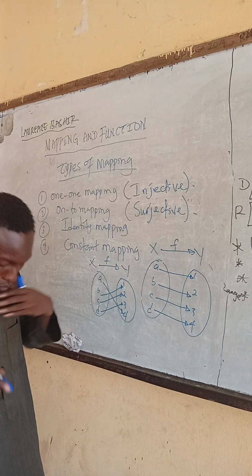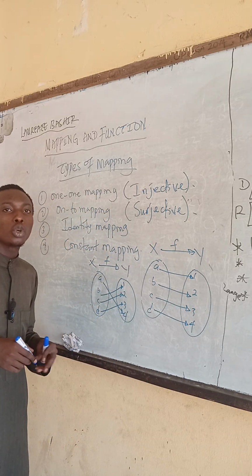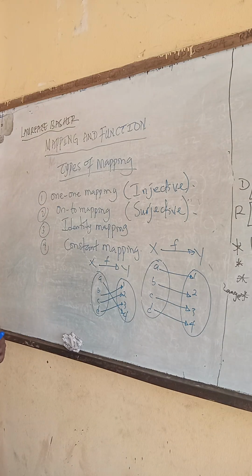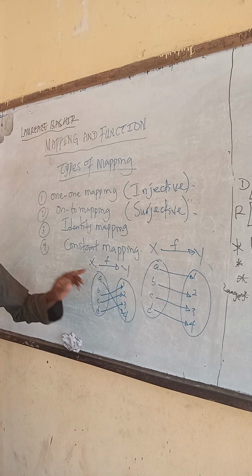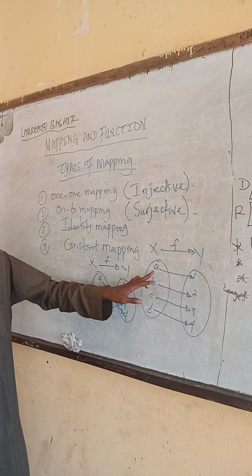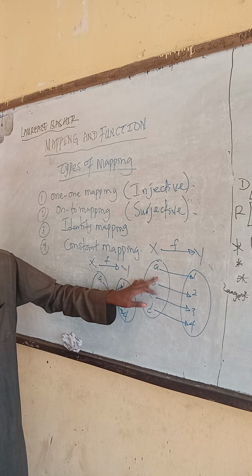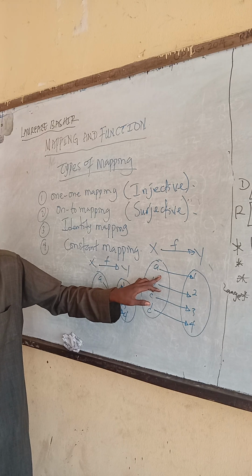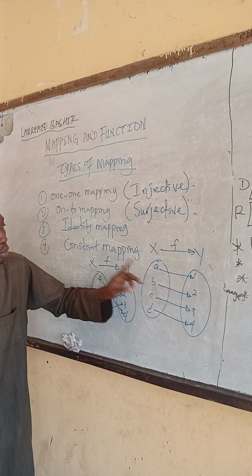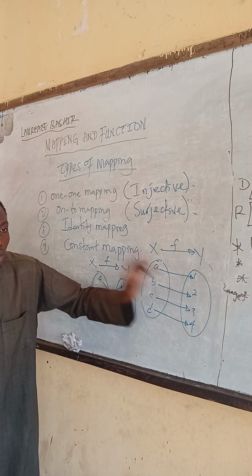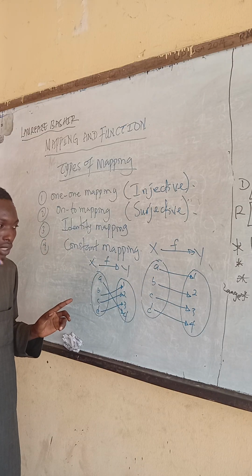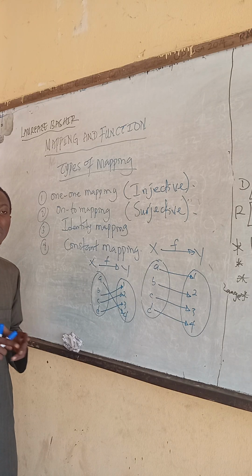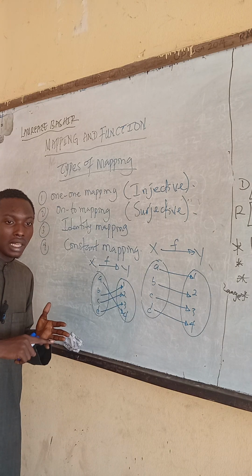Now, what is also called injective. What do you mean by onto mapping? Onto mapping is a mapping in which at least one element in the domain produces one codomain element. That word at least must be there. Do you get? When they say at least one, it means it can be one upward.